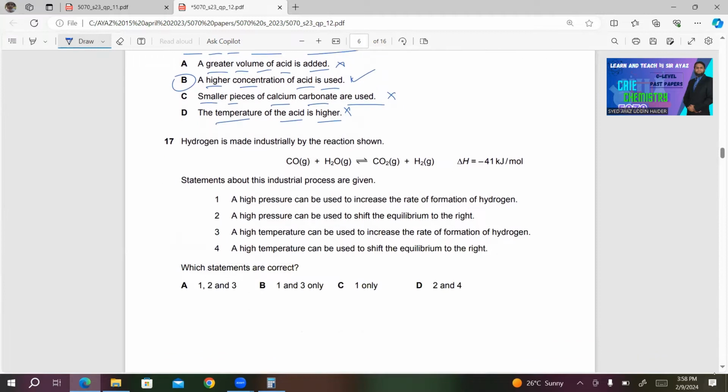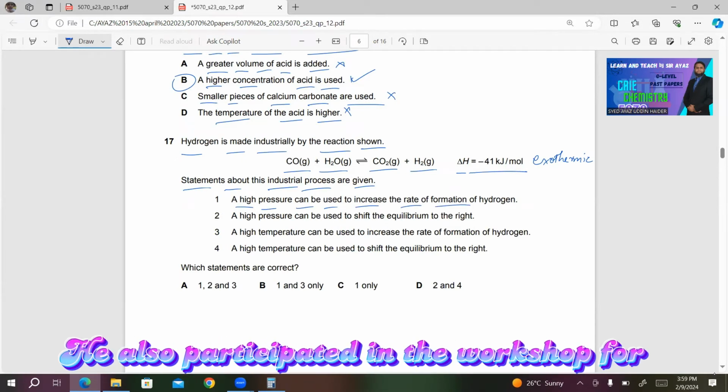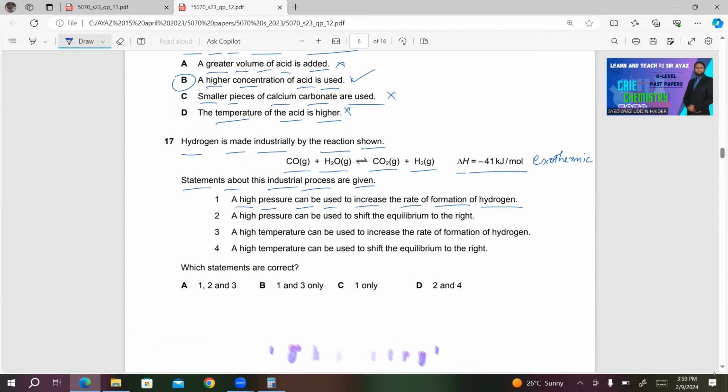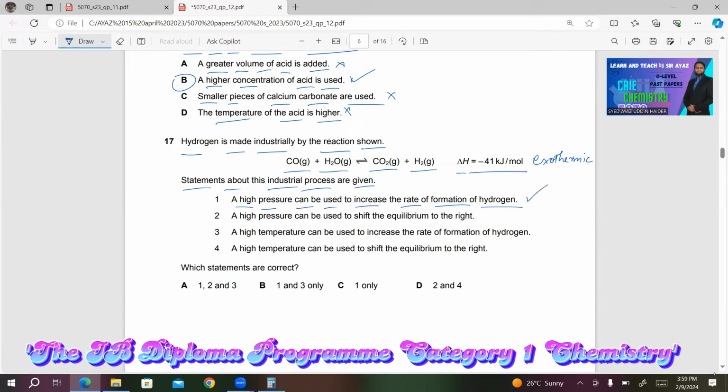Number 17. Hydrogen is made industrially by the reaction shown: CO gas plus H2O gas gives CO2 gas plus H2 gas. Delta H is negative, which means this is exothermic. Statements about this industrial process are given. 1. A high pressure can be used to increase the rate of formation of hydrogen. So if we increase the pressure, will it increase the rate of formation of hydrogen? Yes, this statement is correct.